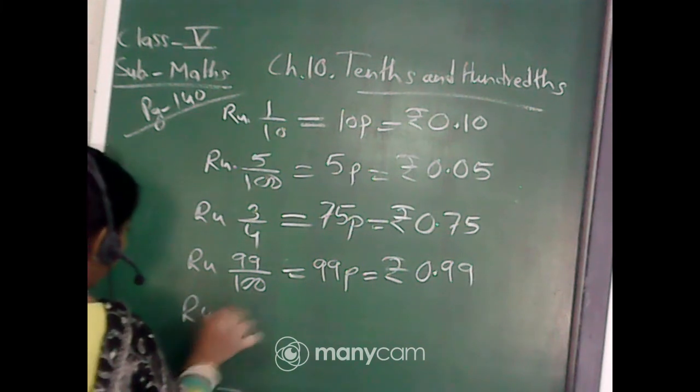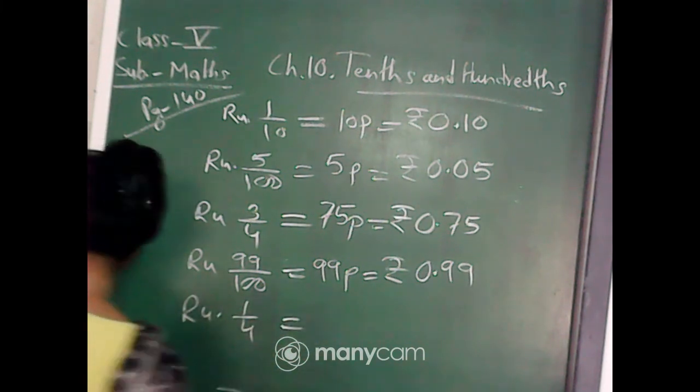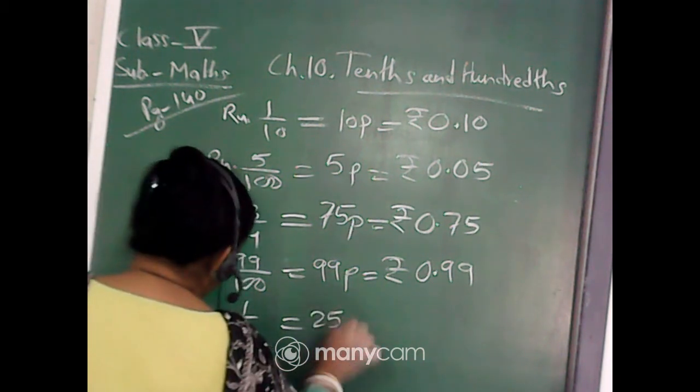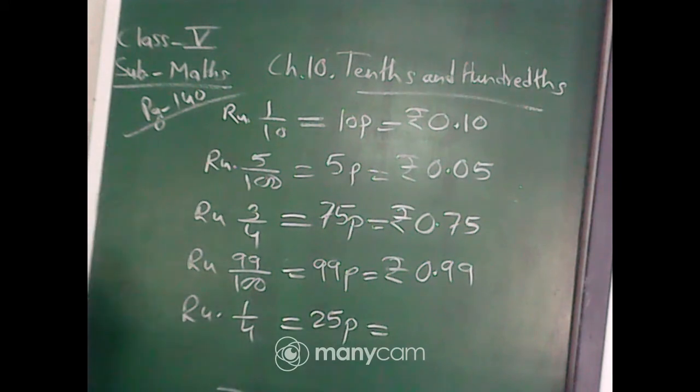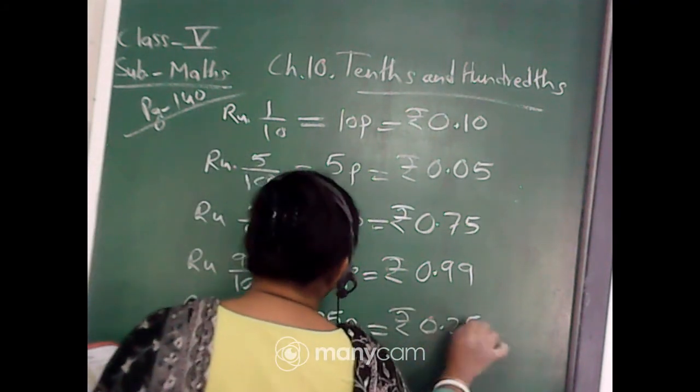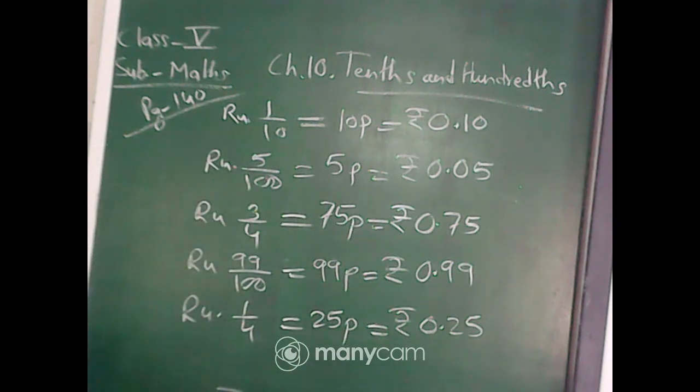Now the next one is rupee 1 by 4. It is given rupee 1 by 4. So calculate rupee 1 by 4 into 100. You will cancel 4, so 100 by 4 is 25. So the answer will be 25 paise. 1/4 of a rupee is equal to 25 paise. So 25 paise is equal to rupees 0.25.